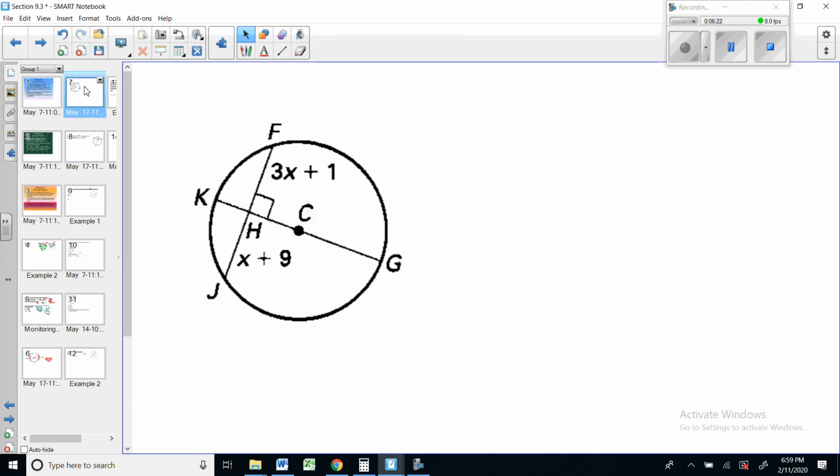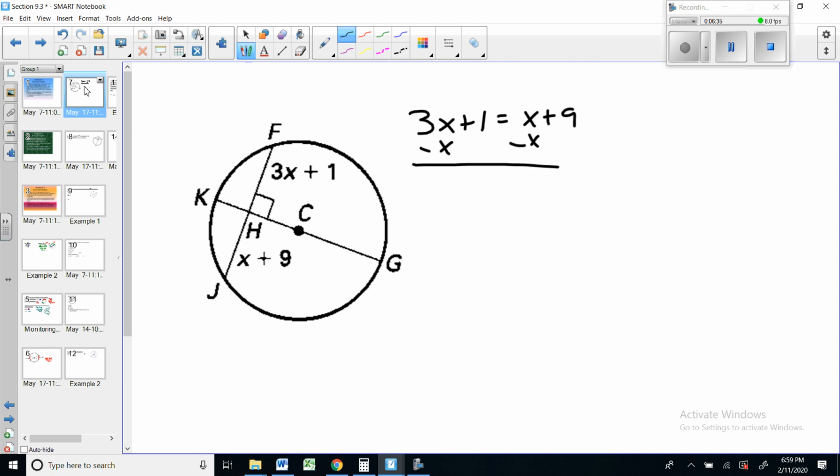Okay, this time we have a diameter that's perpendicular to a chord, and as a result of that, we know it bisects the chord. So those two chord pieces of 3x plus 1 and x plus 9 are equal. So we're going to subtract x from both sides. Also subtract 1 at the same time. So 2x is 8. That means that x is 4.